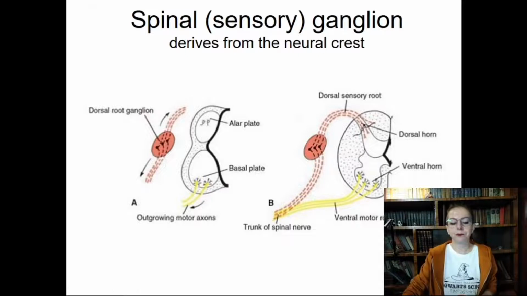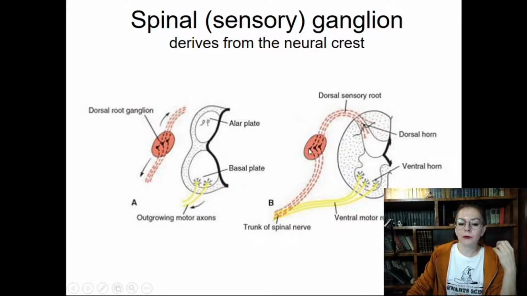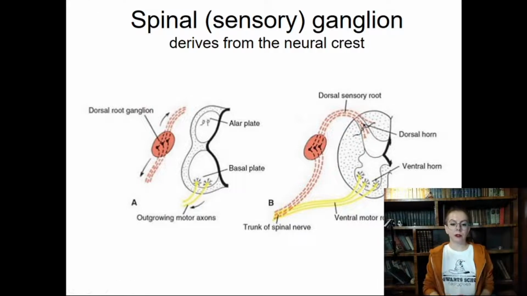So next, this diagram shows us the chain of neurons. The information which is brought to the spinal ganglion is transmitted from one neuron to another, and respectively these pseudo-unipolar neurons send the information to the dorsal horn. So this is the direction of the impulses. And spinal ganglia derive from the neural crest. Please remember that. They derive not from the neural tube, but from the neural crest.